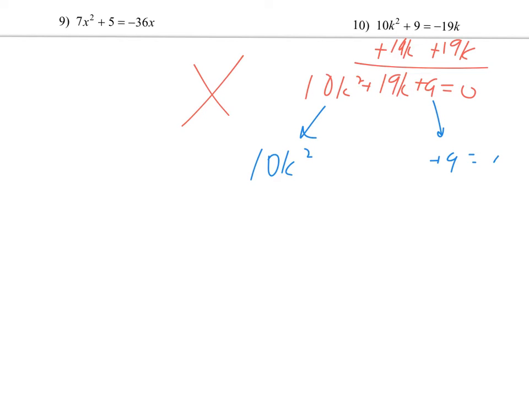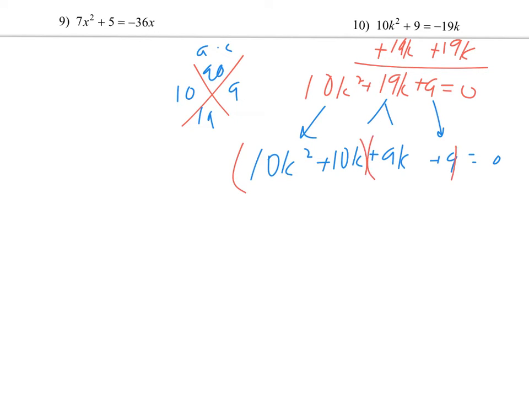I just need to figure out how I'm going to split up this 19k in the middle, and I do that with my x. So a times c here is 90, and b is 19. So I know that 10 and 9 will multiply to the top and add to the bottom. So I'll do 10k and 9k. And the order on that could switch. We should get the same thing either way.